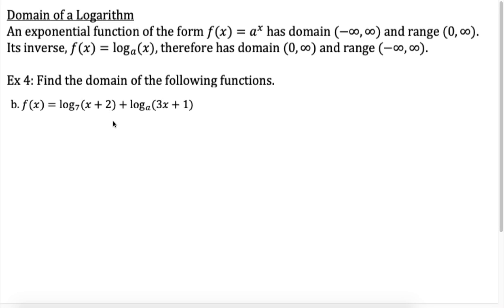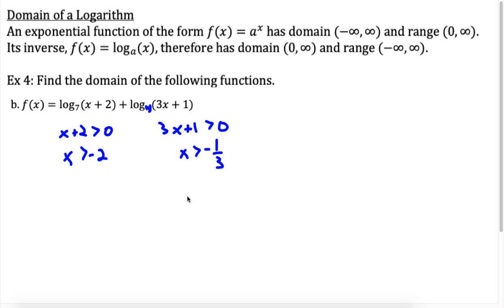In this example, we have 2 logs being added together. What I want to do here is separately find the domains of each piece. I guess this should probably be a number here instead of a variable. So here, x plus 2 is going to have to be greater than 0, and here, 3x plus 1 is going to have to be greater than 0. Here, subtract the 2 over, and we get x has to be greater than negative 2. Here, subtract the 1 and divide by 3, and we get x has to be greater than negative 1/3.